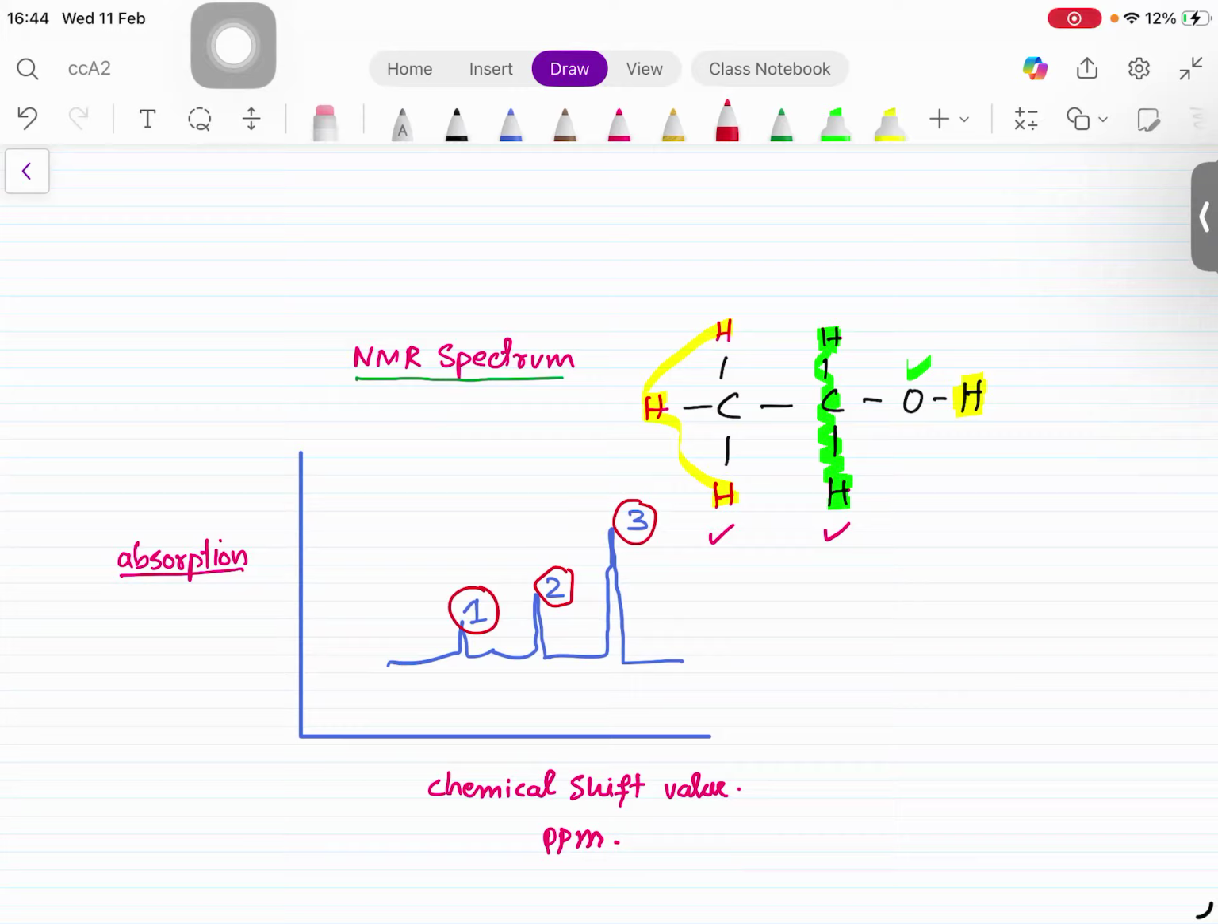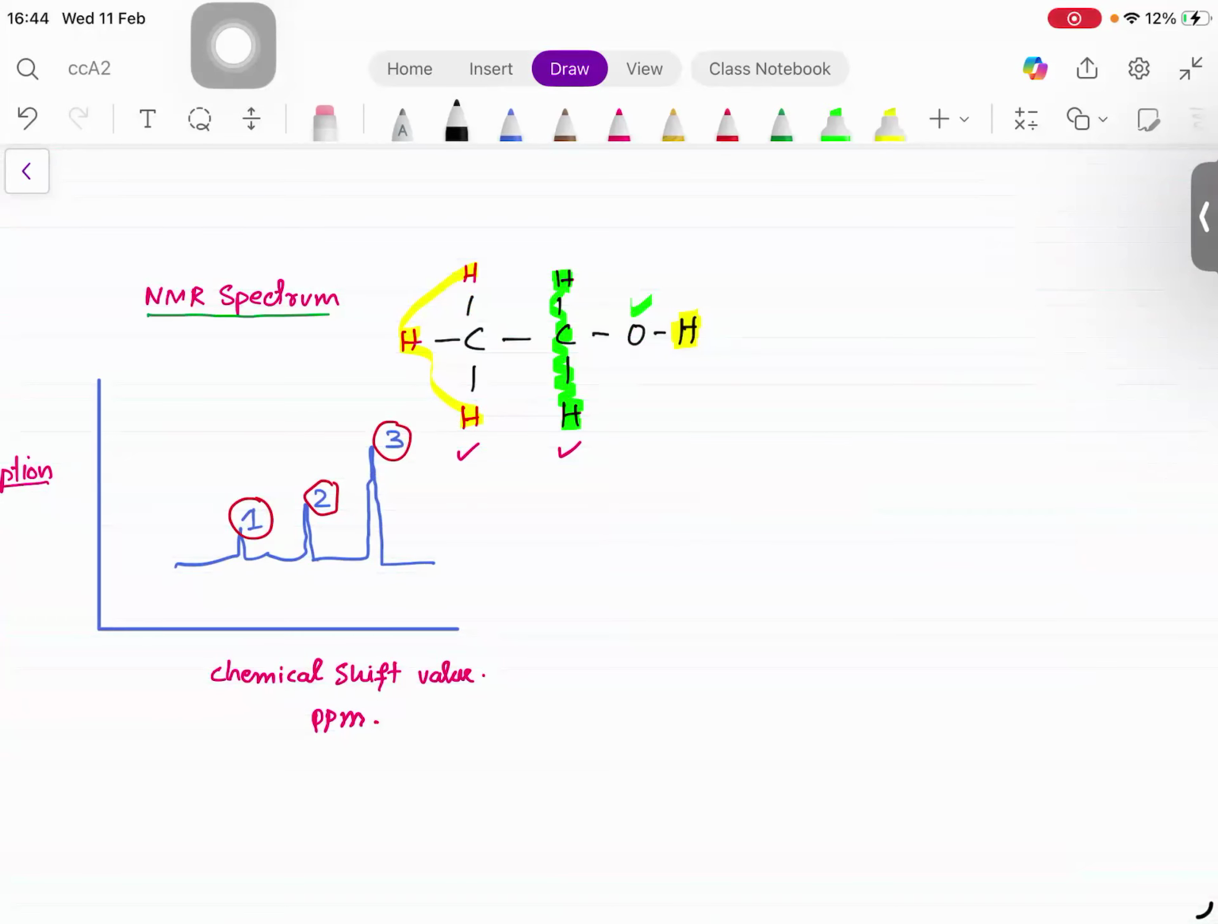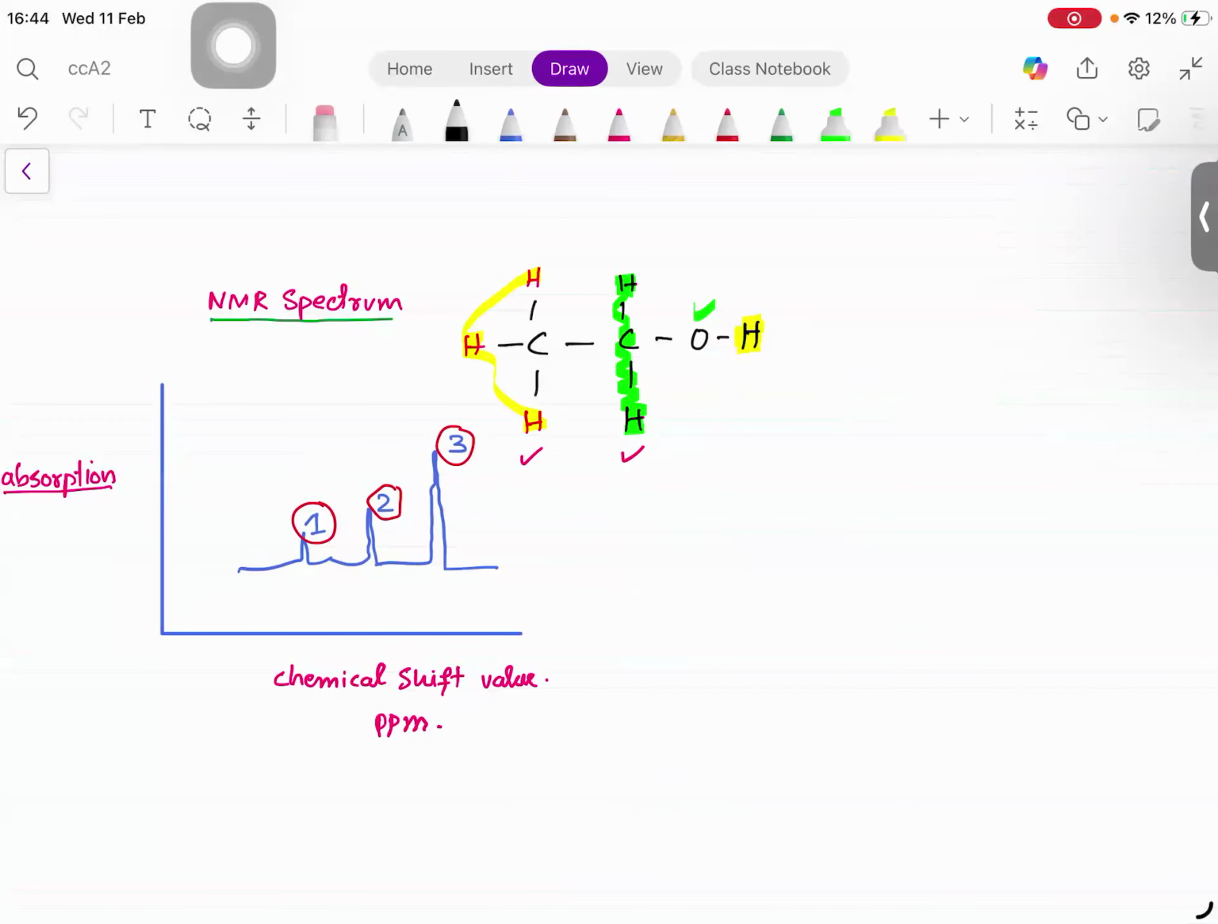Now the next point, if I ask you, okay, one more thing, for example, if let's say there is methane, how many peaks for methane?